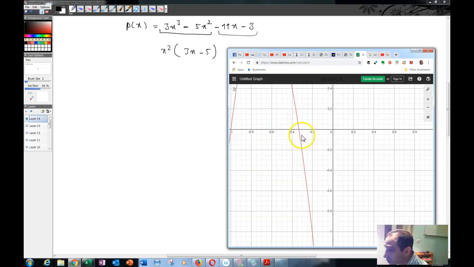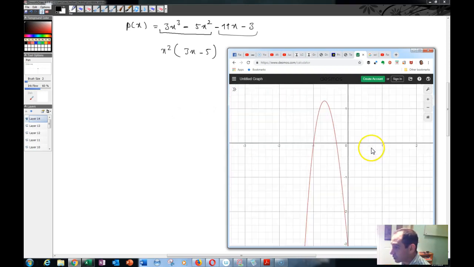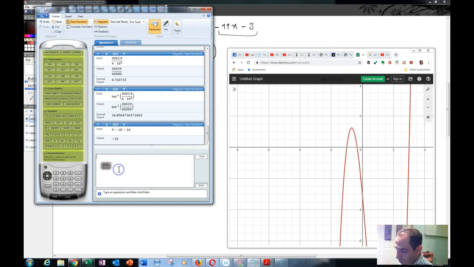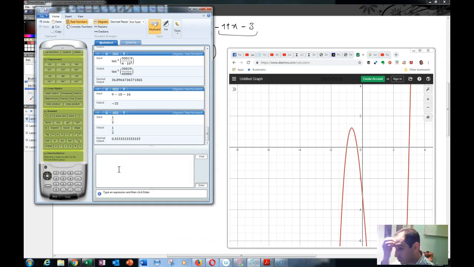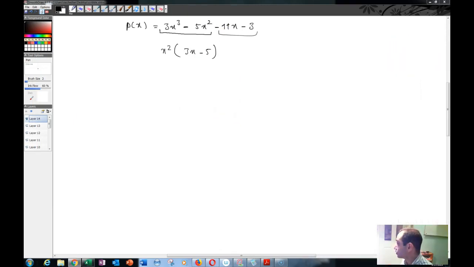So this point is negative 0.333, so this is 1/3, I suppose. So this is negative 1/3, this is negative 1, and this is positive 3. And you know that basically 1/3 is equal to 0.3333, and so on and so forth. So now I know that my roots, my zeros are negative 1.